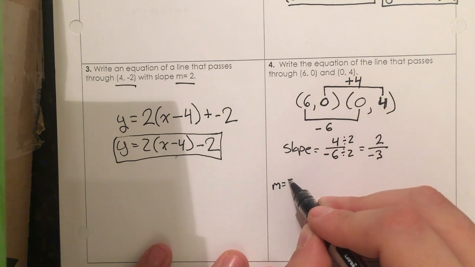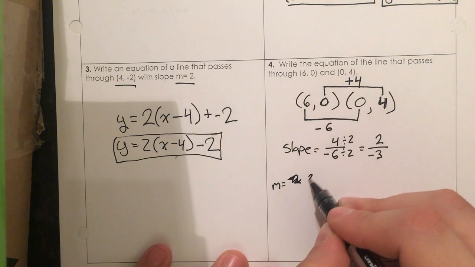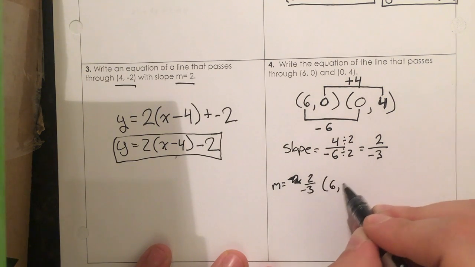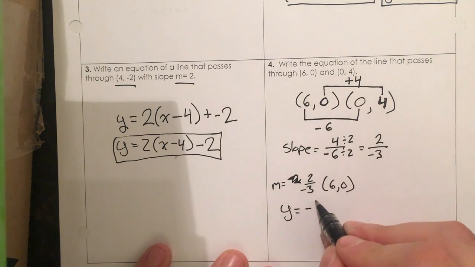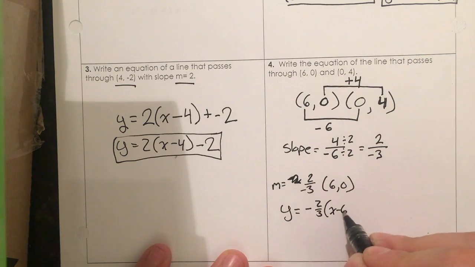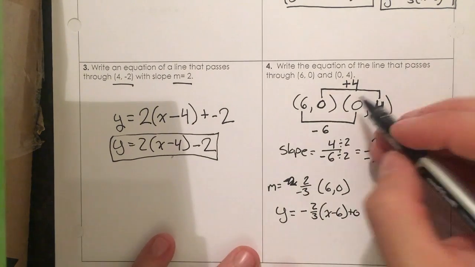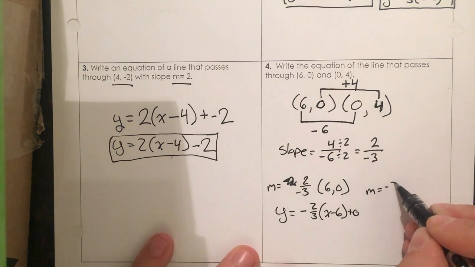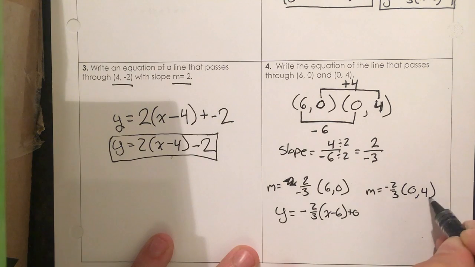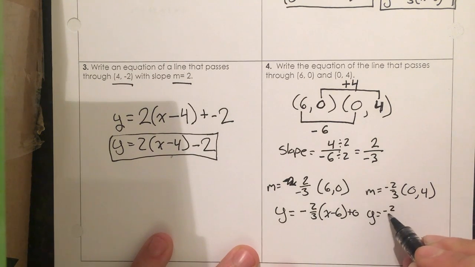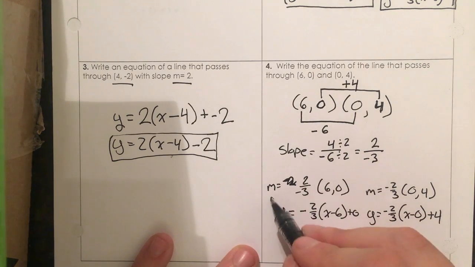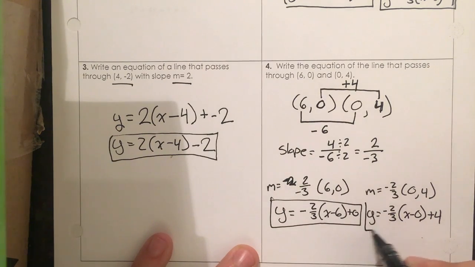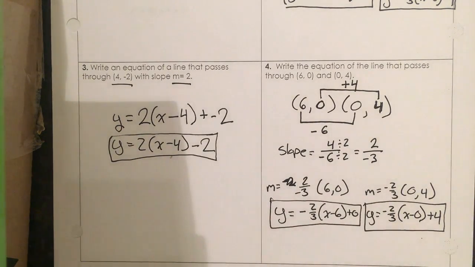So, as I said at the top of the video, we could actually choose either one of the points to be our answer. So if I chose (6, 0) as my point, well, I'd get negative 2/3 times x minus 6 plus 0. And if I chose to use (0, 4) as my point, well, I would get y is equal to negative 2/3 times x minus 0 plus 4. So again, you have two different answers to that question. Both answers are totally fine. Pick whichever one you feel comfortable with.